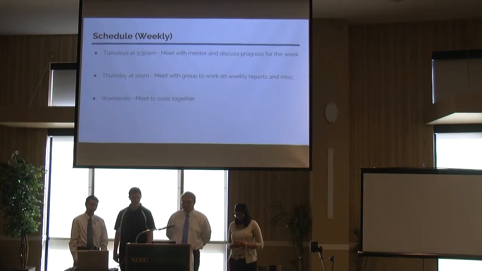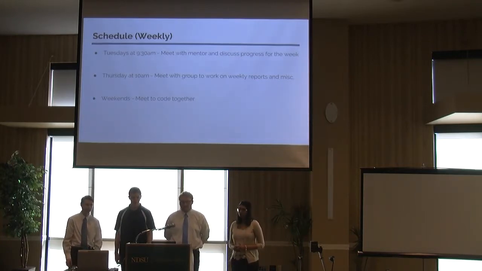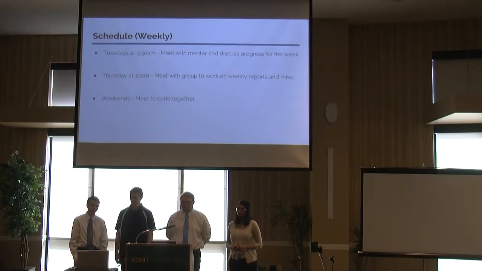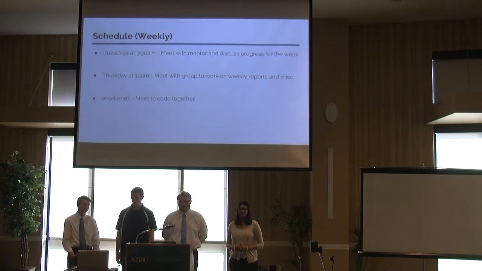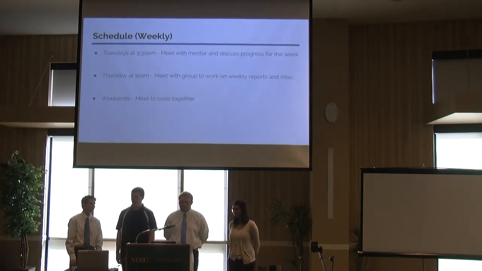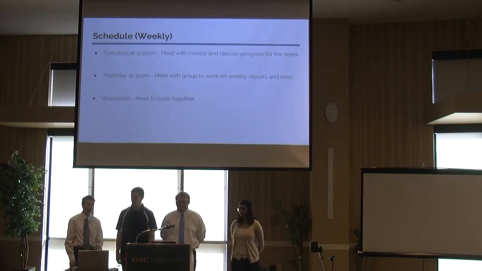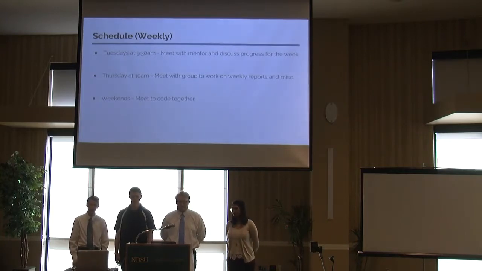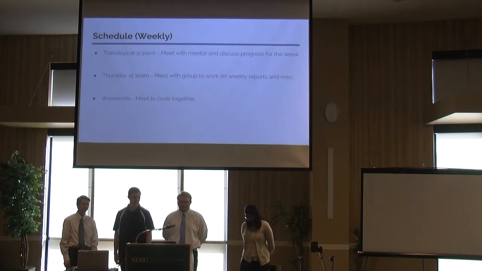And then here's just our weekly schedule. We tried to meet at least 3 times a week. We met every Tuesday with our mentor and discussed our progress for the week, what we got done, what went well, what went bad. Thursdays, we met as a group to work on our weekly reports and to sort out any miscellaneous problems that we had with the code on our own. And then we usually met on the weekends at least once to do some coding together.